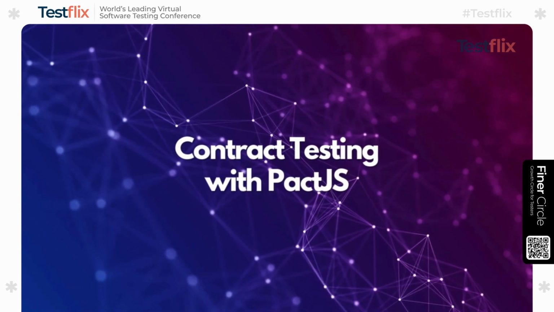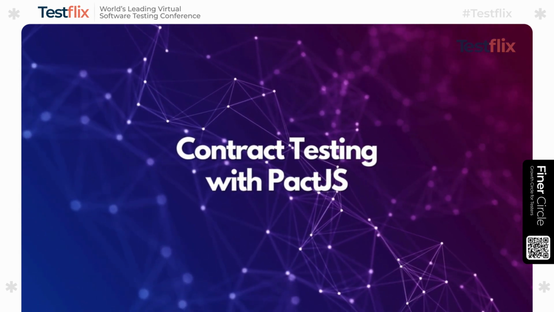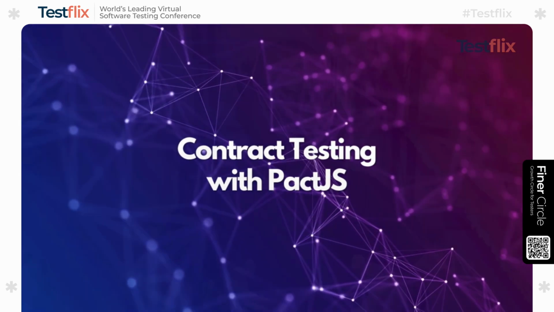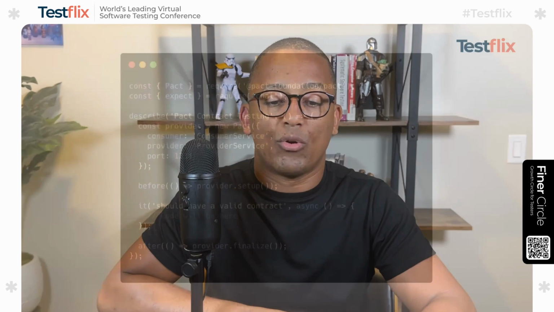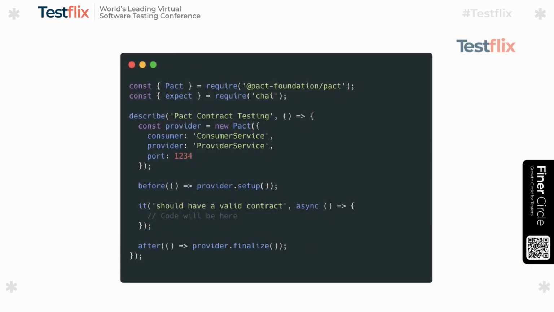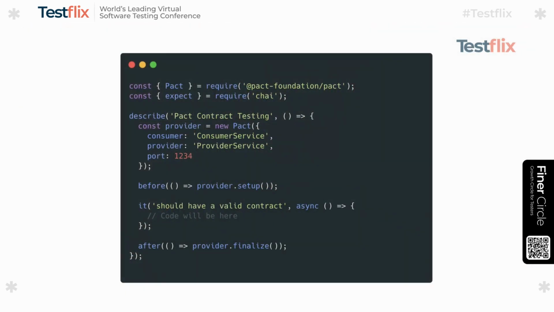Contract testing using some tool or library like Pact.js, for example. You can see here that I have code where I'm using Pact, and Pact is basically a library that will help us to do contract testing. I'm also using Chai and a unit test library to have the structure to create my tests in this case, and then be able to run them using a runner.